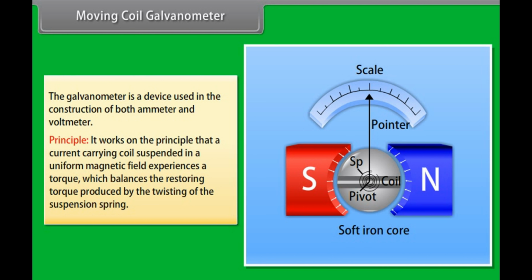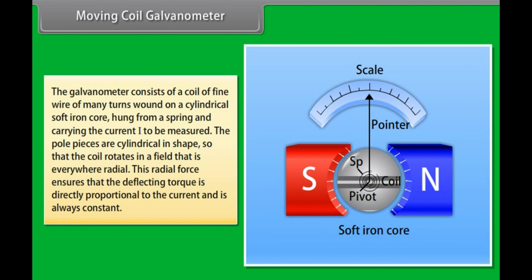It works on the principle that a current-carrying coil suspended in a uniform magnetic field experiences a torque which balances the restoring torque produced by the twisting of the suspension spring. The galvanometer consists of a coil of fine wire of many turns wound on a cylindrical soft iron core hung from a spring and carrying the current I to be measured.